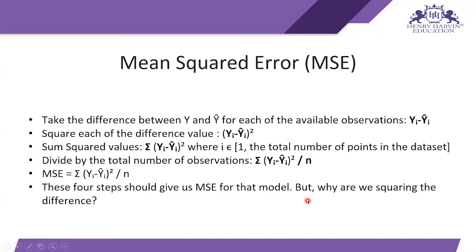But why are we squaring the difference? As you can see, we square the difference because the difference can be negative, and to get rid of that negative value, we square it. So that's all about the mean squared error, MSE value.